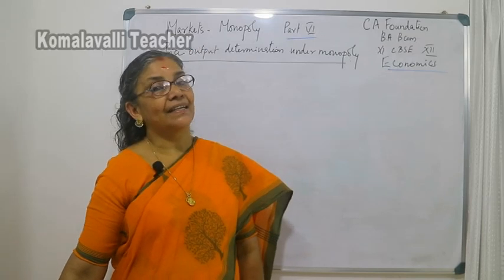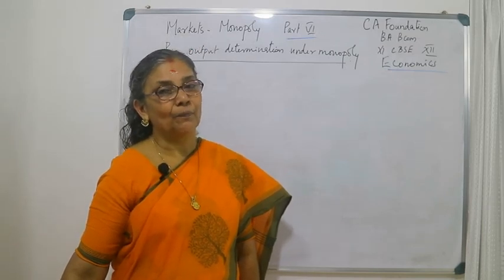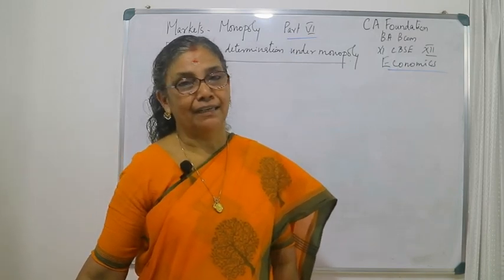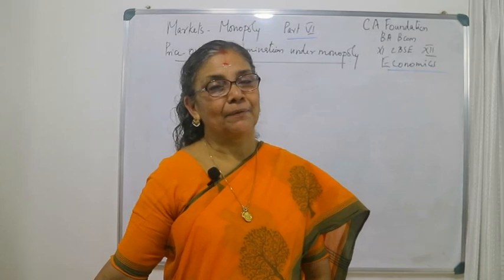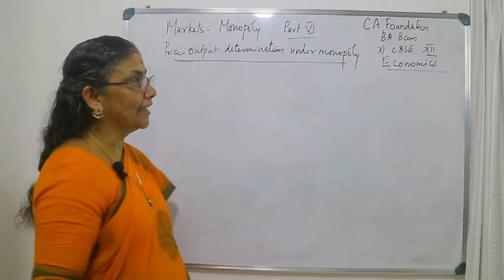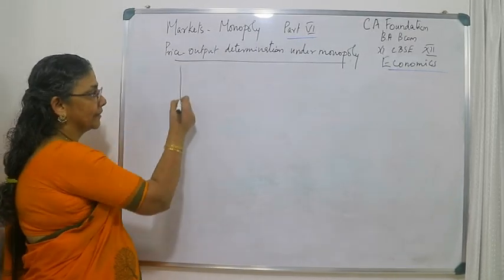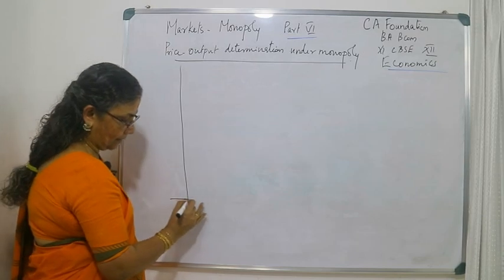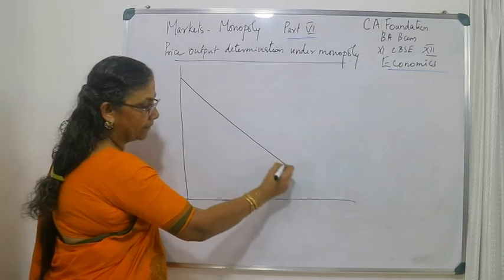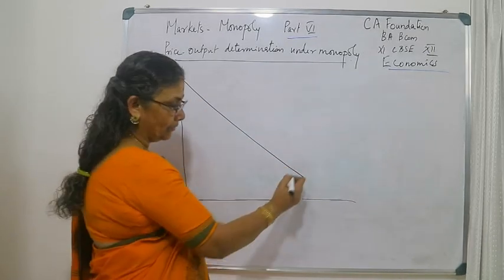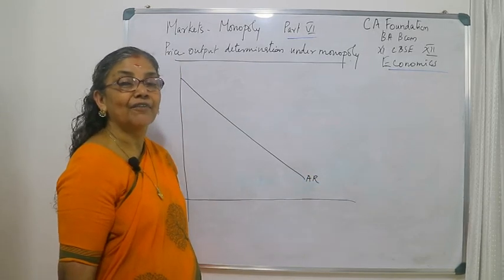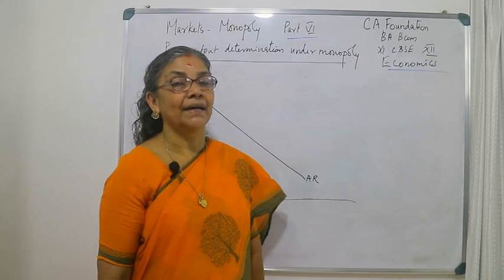Last session we studied the features of monopoly and the shape of the average revenue curve and the marginal revenue curve. What is the shape of the average revenue curve? The average revenue curve slopes downwards from left to right. What is another name for the average revenue curve? It is also known as the demand curve of the firm.